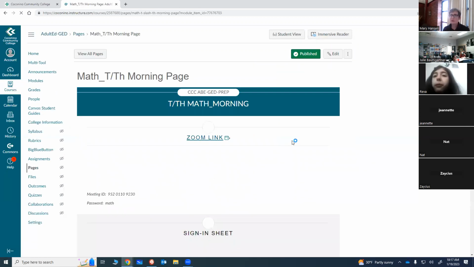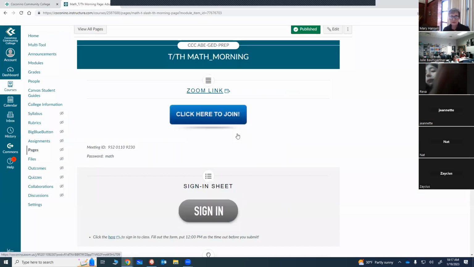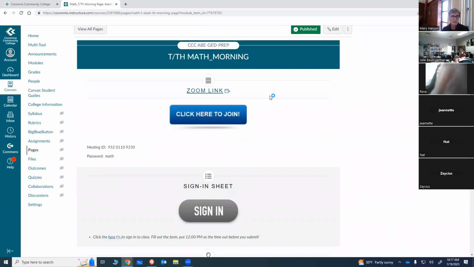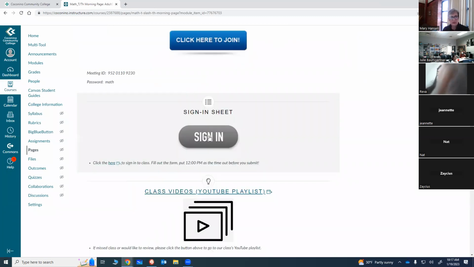And this is the reason we'd really like to get people on Canvas if possible, because everything you need is congregated right here. If you can get to this place, you simply click here to join the meeting via Zoom. Okay, so the Zoom link's right there for you. There's also a link to the sign-in sheet.